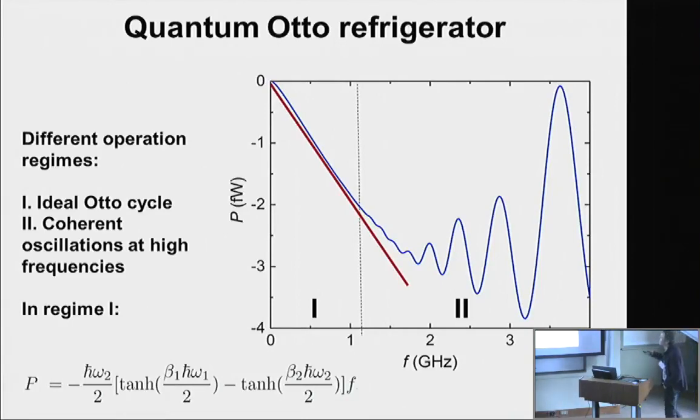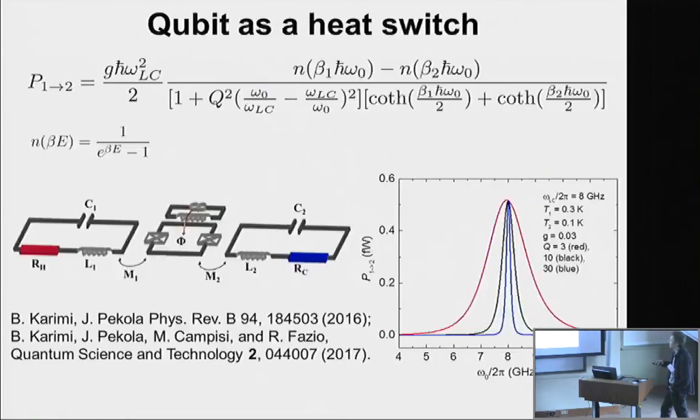But when you start to drive faster and faster, the system starts to have Landau-Zener type dynamics, and the off-diagonal elements also matter in the heat transport. And you see repeated oscillations of the heat as a function of frequency corresponding to these excitations.